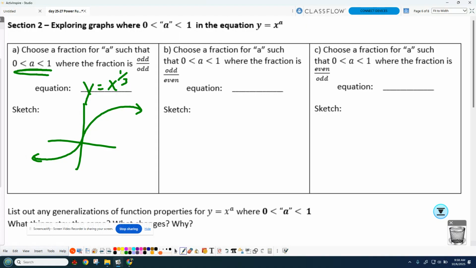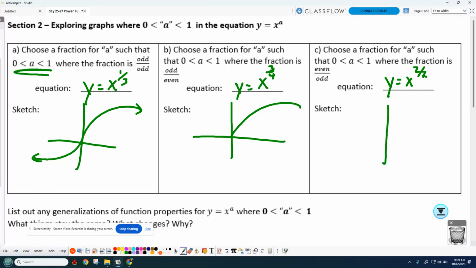Tim, what did you pick for this one? An odd over even? 3/4. And that looked kind of like that, right? There was no tail. Naomi, what'd you pick for this last one? And that one looked kind of like a seagull.